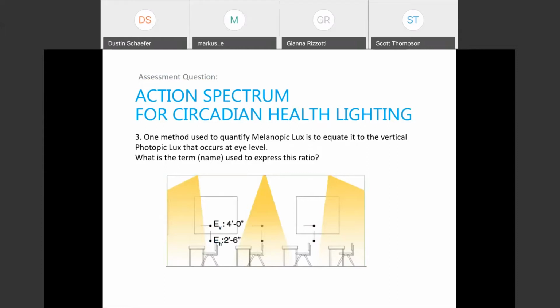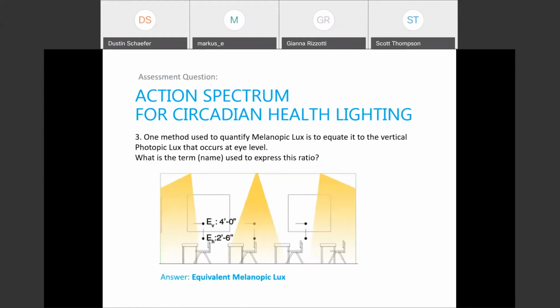Third question, one method used to quantify melanopic lux is to equate it to the vertical photopic lux, the physical visible light that occurs at eye level. What is the term that's used to express this ratio, right? It equates melanopic lux to photopic lux. So the answer to that one is called equivalent melanopic lux.